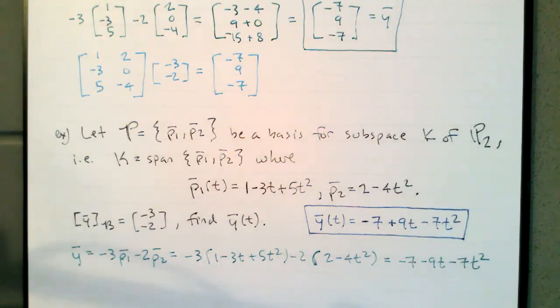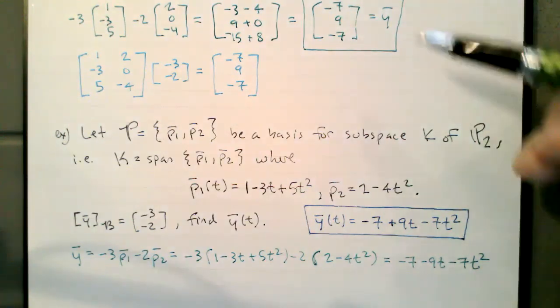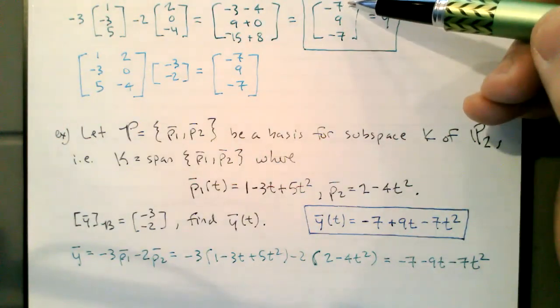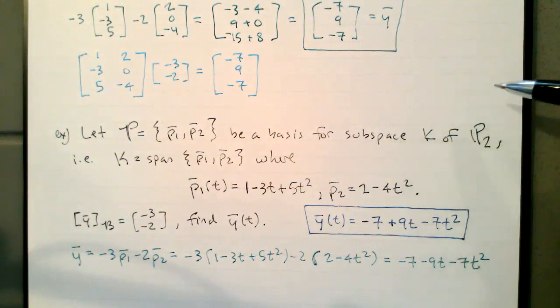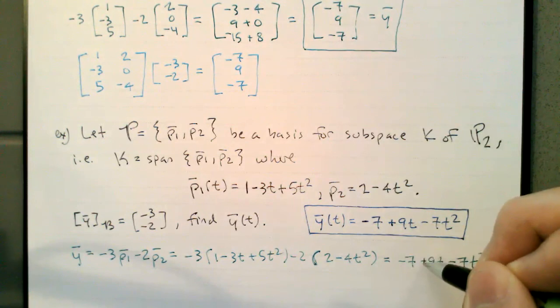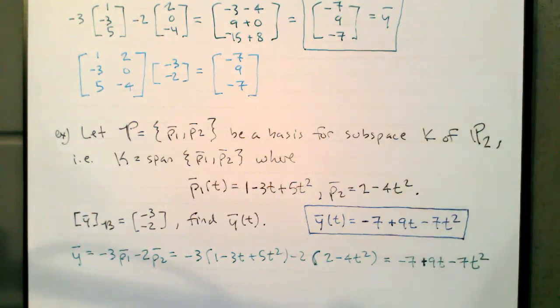Like I said before, bases and coordinates make every vector space look like Rn. So the standard basis for P2 is 1, t, and t squared. Oh, and it should be plus 9t. Now I see what it was. Thank you.